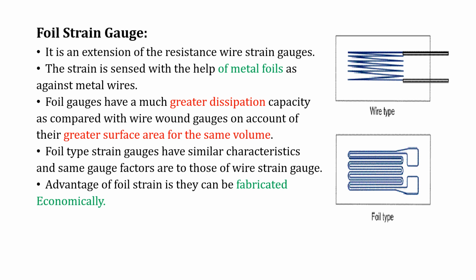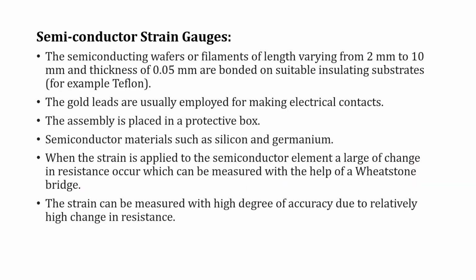It is an extension of the resistance wire strain gauge. The strain is sensed with the help of metal foil as against metal wires. Foil gauges have a much greater dissipation capacity as compared to the wire type. An advantage is that the foil type can be fabricated economically. So we can fabricate this foil type strain gauge economically.